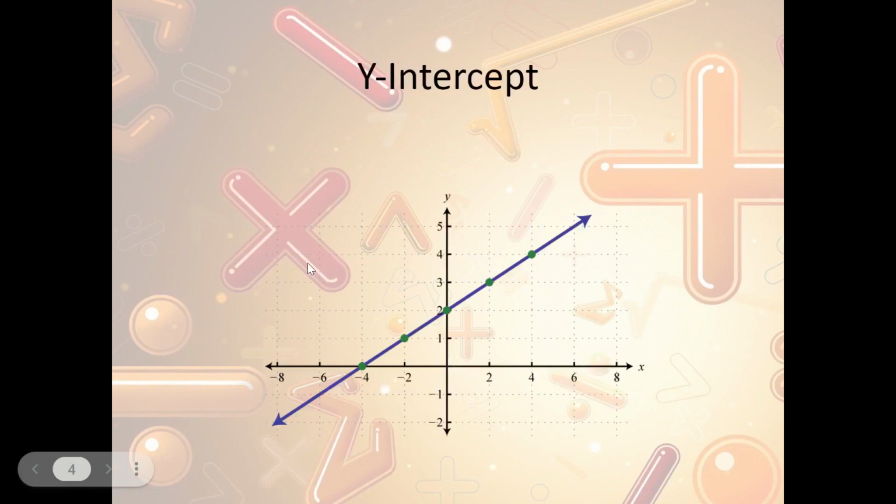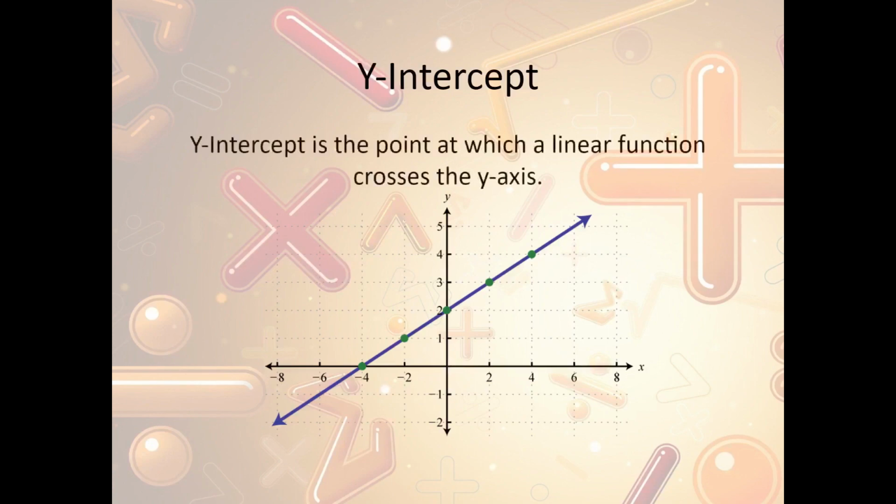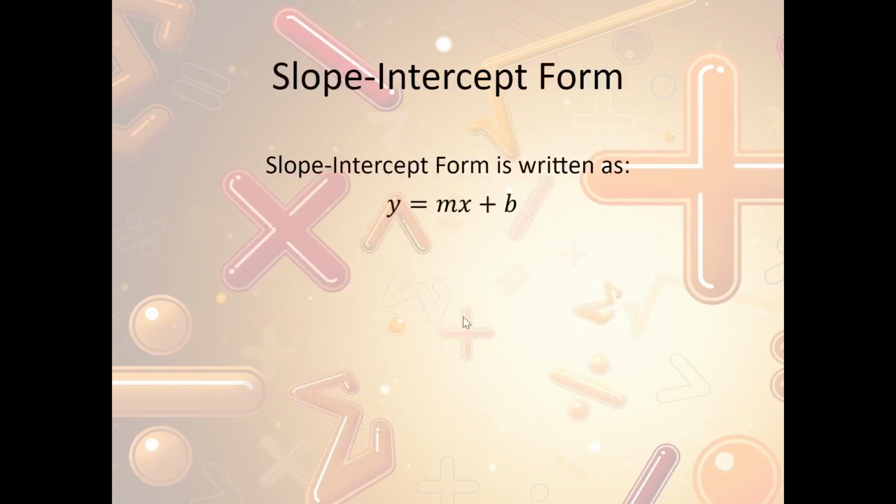And the next part you need to know is the y-intercept. The y-intercept is the point where the linear function crosses the y-axis. So we have a line here. And we can see that the y-axis goes here. So where do they intersect? Well, they intersect right there. That is what we call the y-intercept. So in this case, our y-intercept would be 2.